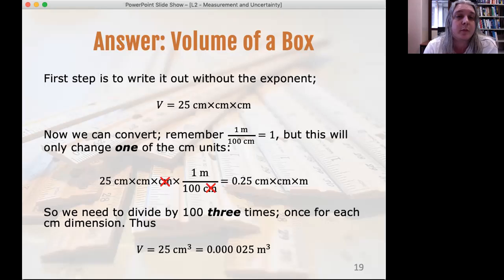There is a question on the problem sheet that asks you to do this, and it gets you to do it both ways, convert the original lengths into meters and then do the volume conversion and so on. So there is some practice. I do recommend having a look at that problem sheet. The trick, though, as I said, is to write out those units without the exponents. If you've got centimeters cubed, write it out as centimeters times centimeters times centimeters until you get the hang of it.